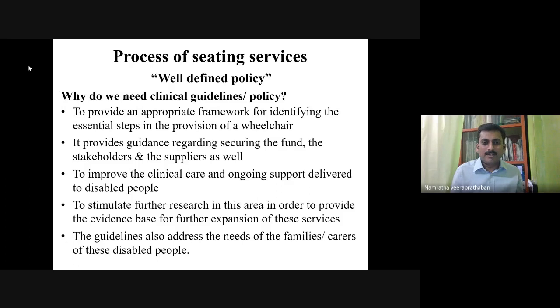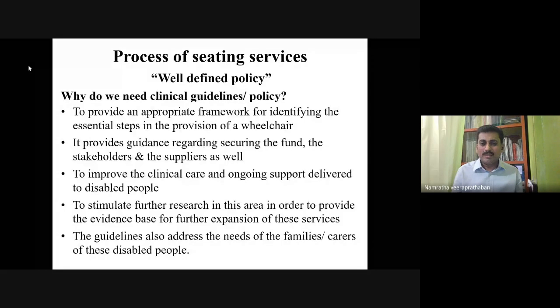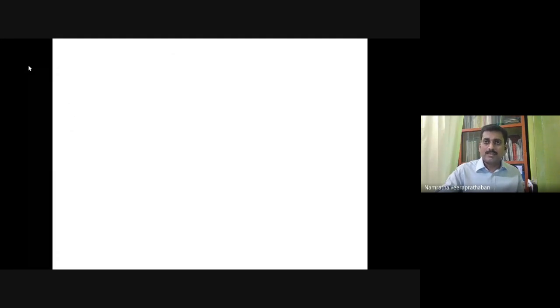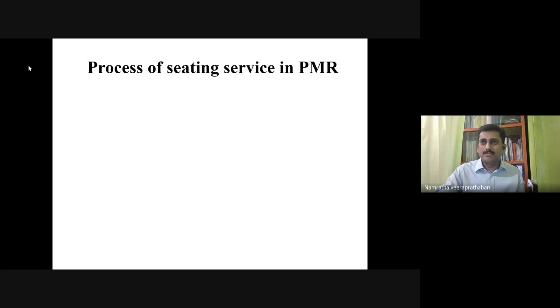If you have well-defined guidelines, it improves the clinical care and ongoing support to the disabled population. And once you have policies, it stimulates further research in this area in order to provide evidence-based practice. And if you want to expand the services furthermore, you can do that if you have well-defined policies. These policies not only help the disabled population, they also help the family and the caretaker of the particular disabled person. By saying all those things, the Seating and Mobility Clinic in my department has well-defined policies.